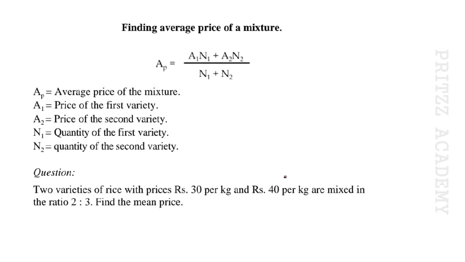So how to find the average price of a mixture? Many times there are questions like this one. Two varieties of rice with prices 30 rupees per kg and 40 rupees per kg are mixed in the ratio of 2:3. Find the mean price. Mean is nothing but average price.